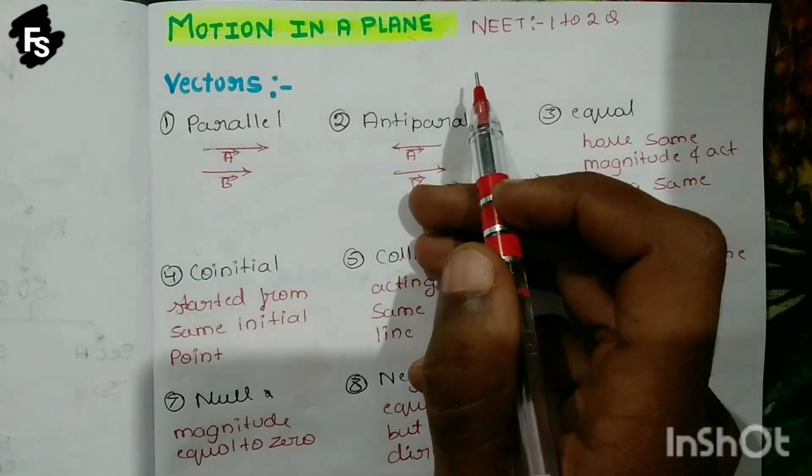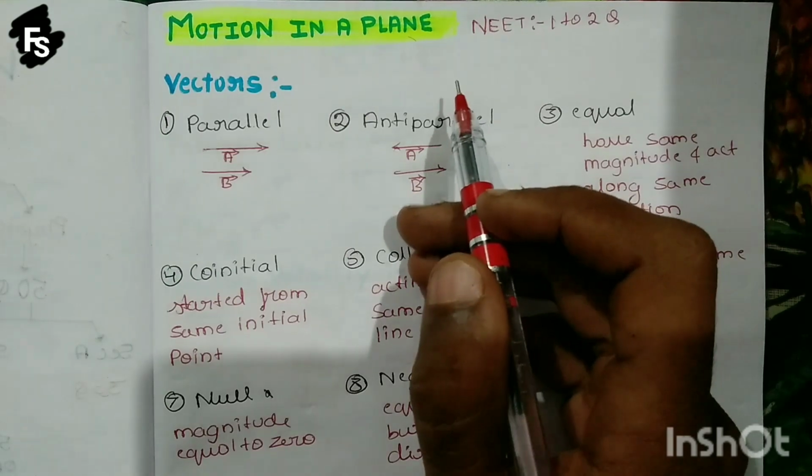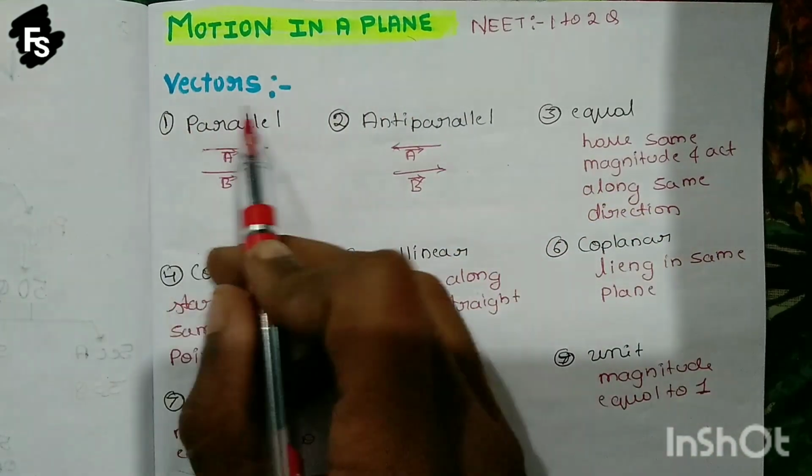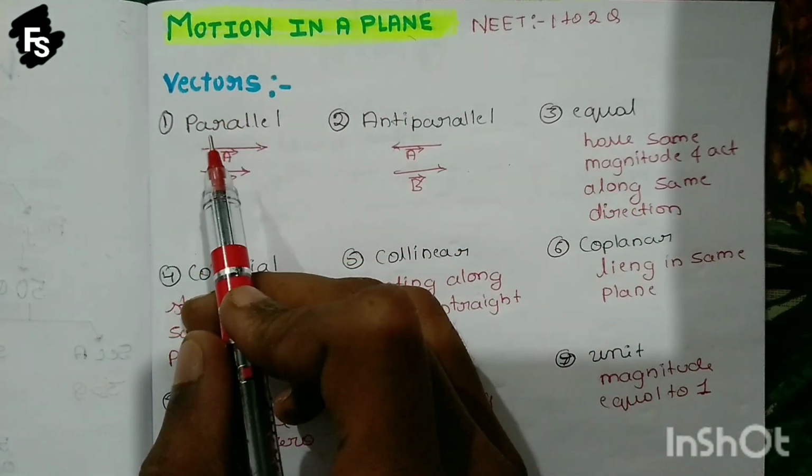चलो हम start करेंगे without wasting any time. First, we want to cover the first concept, vectors. There are several types of vectors.